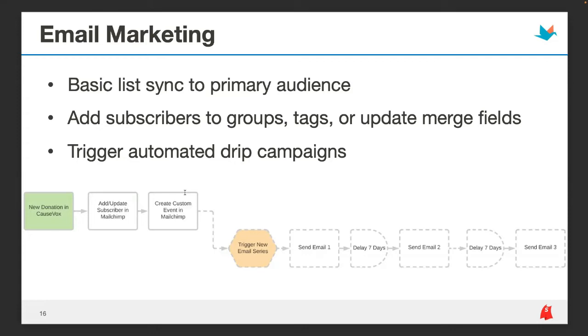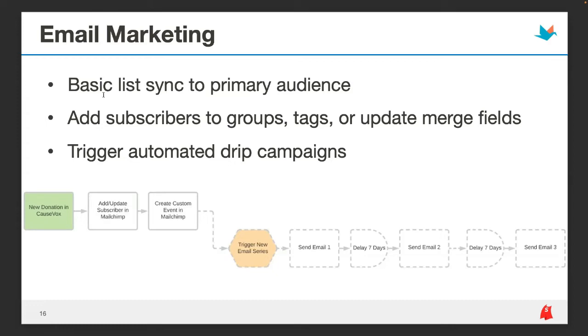So we're going to walk through here a few of the possible integration avenues using MailChimp as an example, but similar workflows can be designed with many different email marketing tools that are available in Zapier's platform. So one of the first possible integration avenues between CauseVox and an email marketing tool like MailChimp would be to do a basic list sync. So every time we have a new donor in CauseVox, we are syncing that individual to MailChimp to essentially seed and ensure that individual is in our audience or in our primary audience in MailChimp.